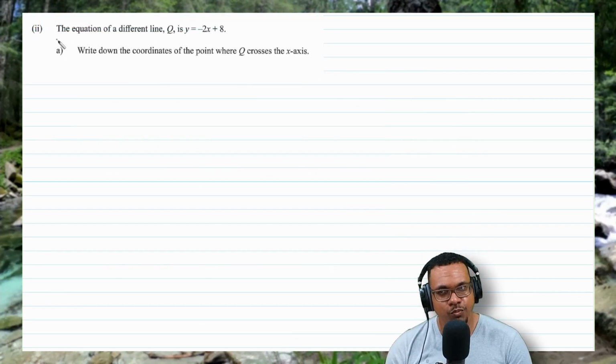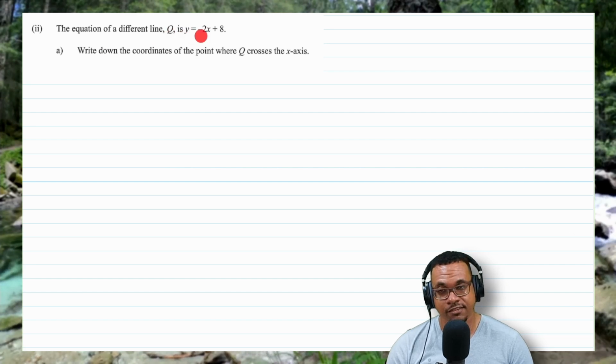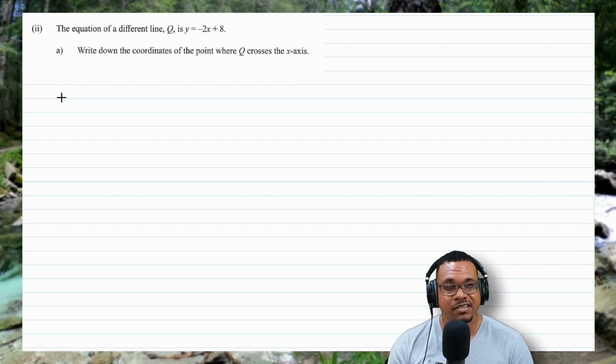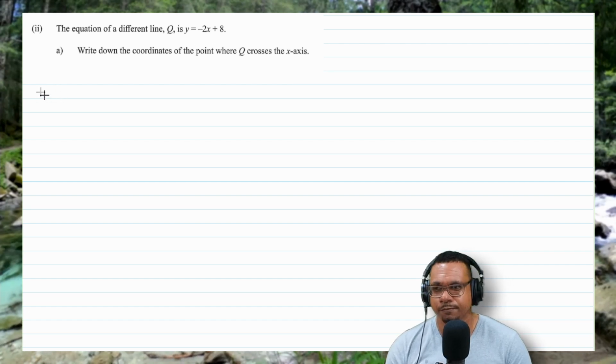So now for part 2, we have the equation of a different line Q: y is equal to negative 2x plus 8. We want to write down the coordinates of the point where Q crosses the x-axis. So that's the x-intercept. Now the x-intercept occurs when y is equal to 0. So when y is equal to 0, we have the equation of Q, y is equal to negative 2x plus 8. Put y is equal to 0.